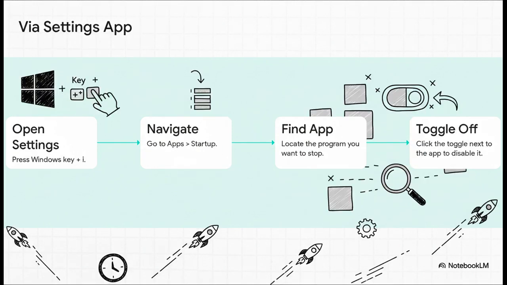Or if you want a more visual way to do it, the Settings app makes it as easy as flipping a switch. Just press the Windows key plus the letter I to open up Settings, then go to Apps and then Startup. You'll see this nice, clean list of all your programs, and you can just toggle off the ones you don't need. It's super intuitive.